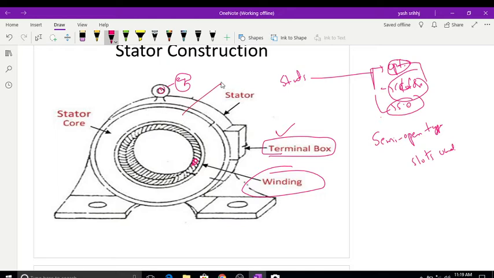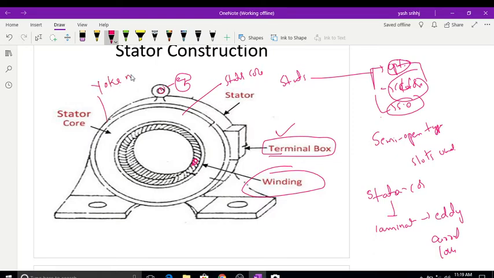And this is the stator core. The stator core is made with laminations to reduce the eddy current losses, and this yoke is made with cast iron.